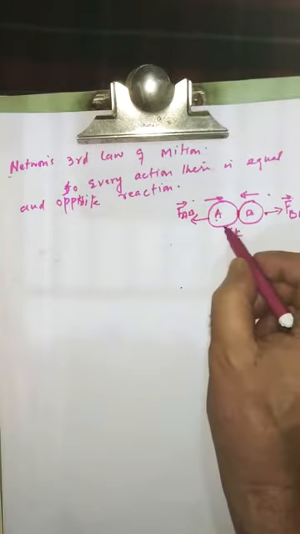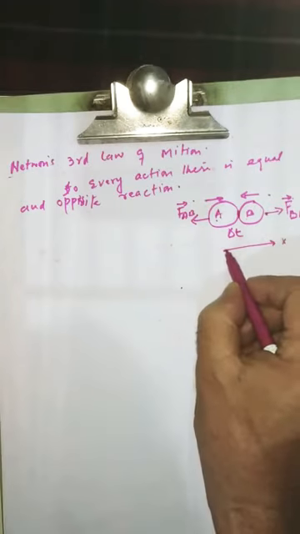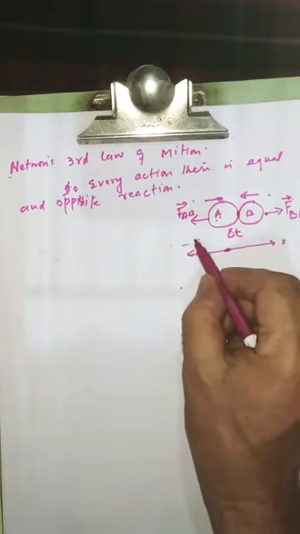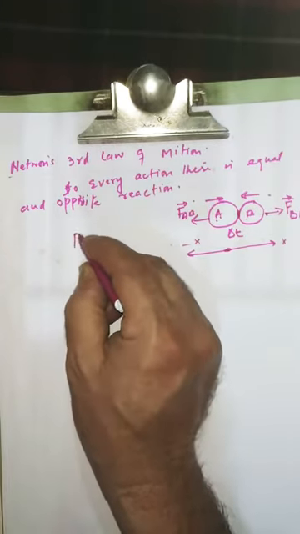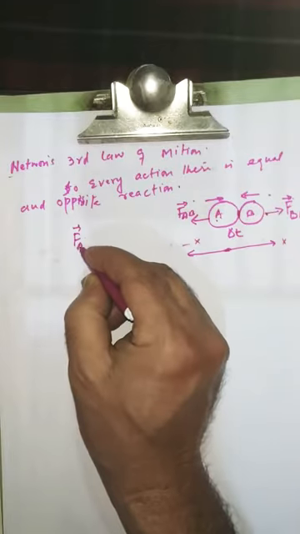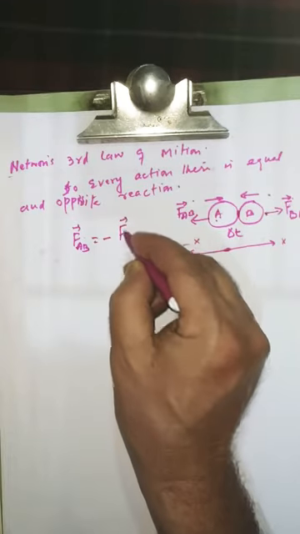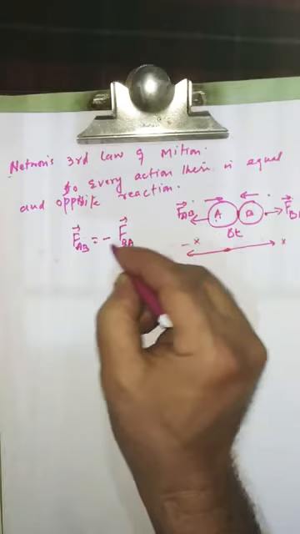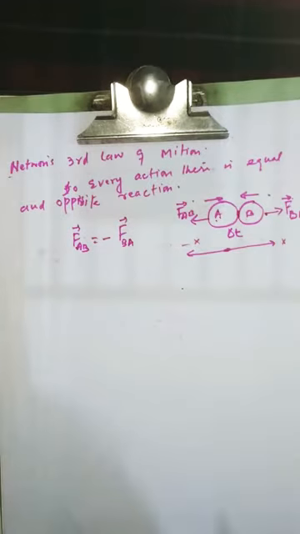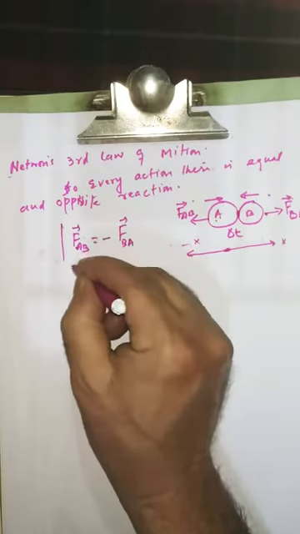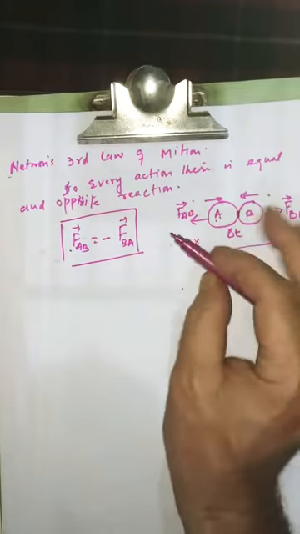Now you see that one is acting on, let us say, the positive direction of the x-axis, and another is acting in the negative direction of the x-axis. So this statement can be put in mathematical form as: force acting on A due to B is negative times force acting on B due to A, or you can write FBA equal to minus FAB. You can take this negative or this negative. Clear? So this is Newton's third law.